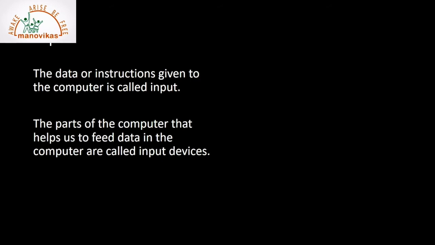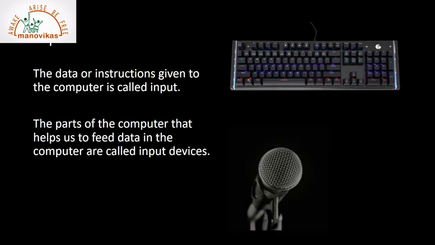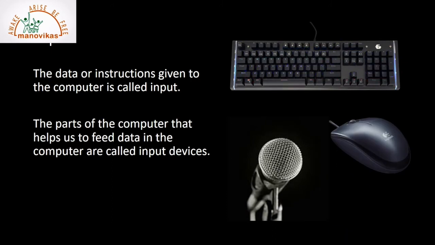Similarly, the input devices for the computer are the keyboard, microphone, and a mouse. With the help of these devices, we can feed data in the computer. Keyboard helps us to enter letters and numbers. Mouse is used to point and select things on the screen. A microphone captures our voice. So the parts of the computer that help us to enter data in the computer are called input devices.